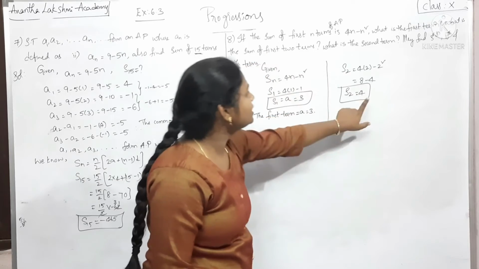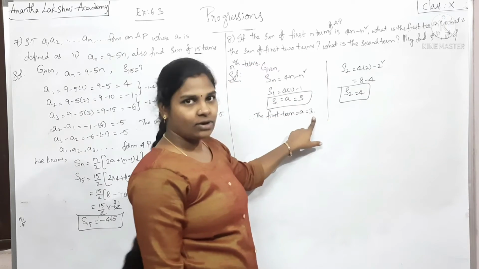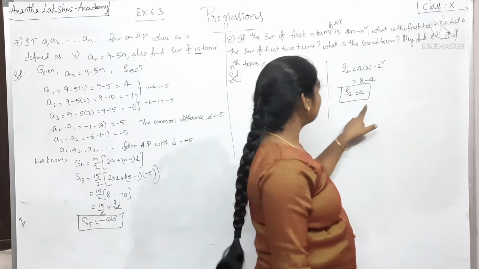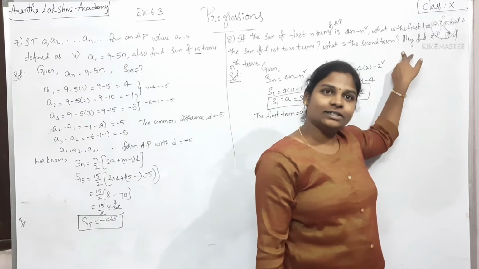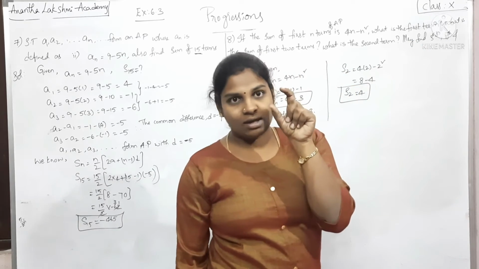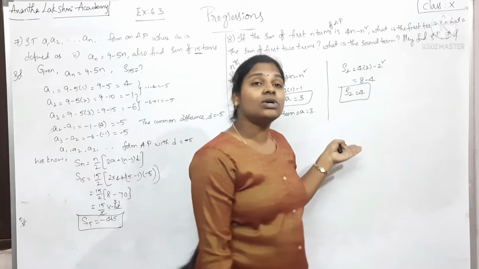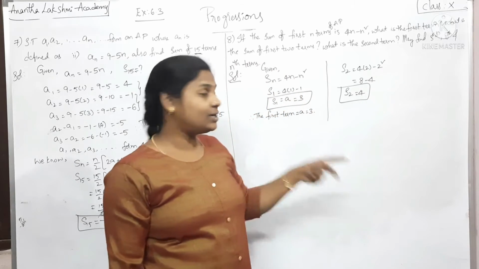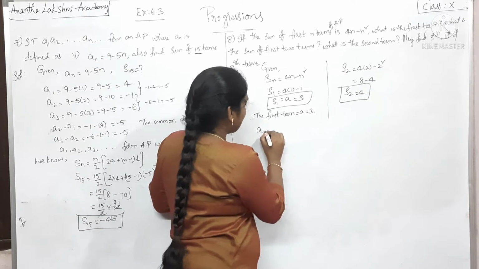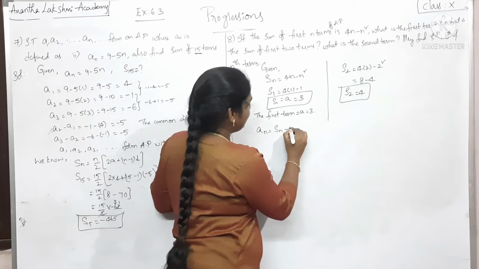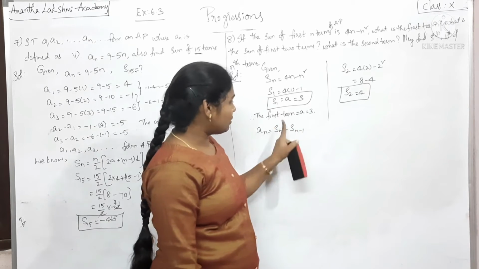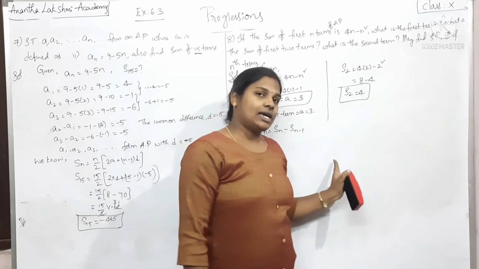Sum of the first two terms is 4. The first term we figured out, 3. The next, sum of first two terms is 4. What is the second term? Here comes the note that I have given when we are discussing the concept of sum of n terms in AP. I told you there is a formula wherein it states that an is equal to Sn minus Sn minus 1. So nth term is equal to sum of n terms minus sum of n minus 1 terms.